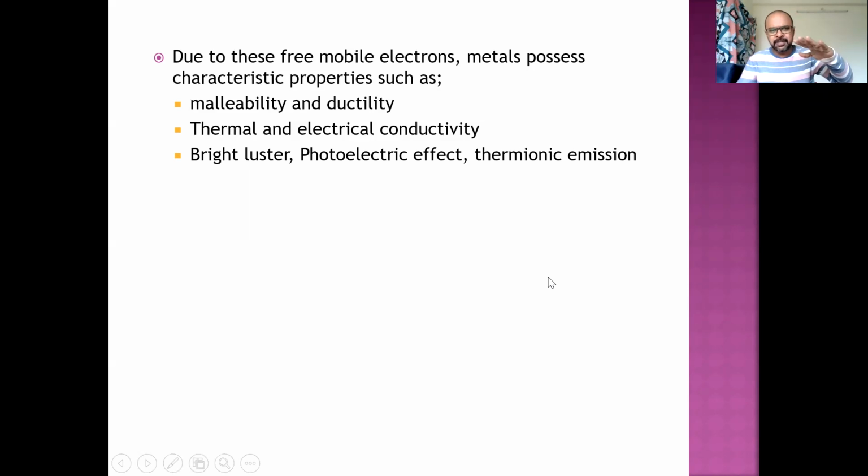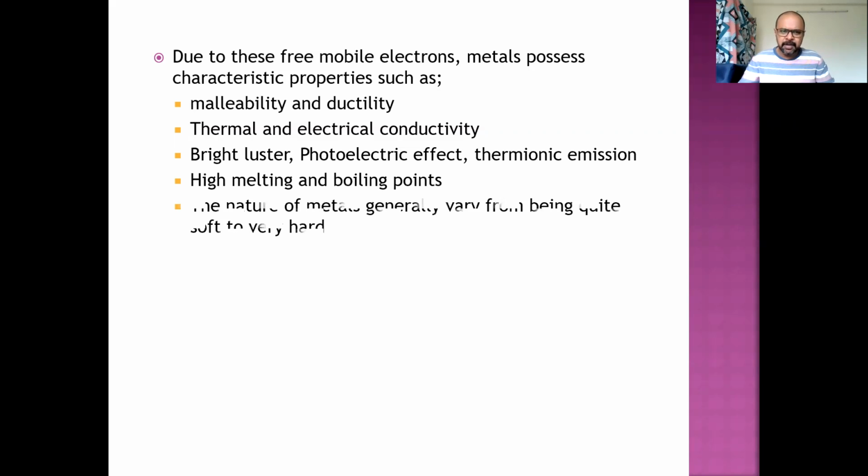They possess bright luster on the surface. Because of this lustrous nature, only some metals are considered precious, like gold. And the photoelectric effect: by the incidence of radiation, they emit electrons because electrons are free. Thermionic emission: upon heating, electrons start ejecting from the surface of metals. Free electrons are the reason for that. High melting and boiling points.